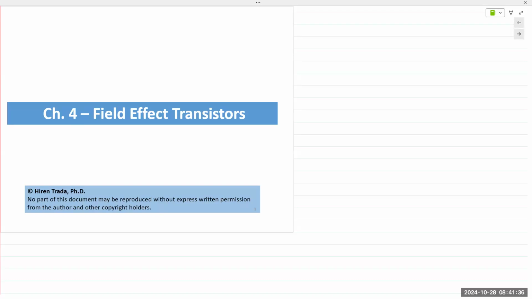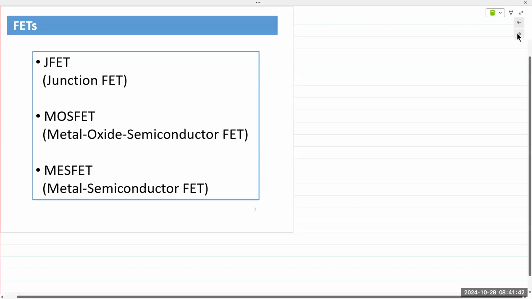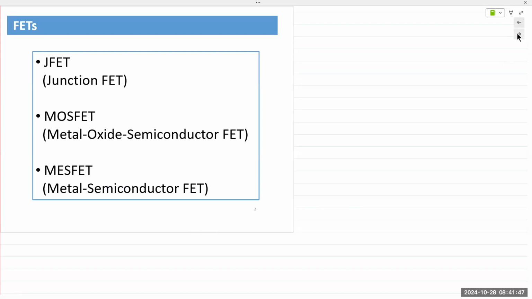Field effect transistors are so called because they rely on an external electric field, an external applied voltage. There are primarily three kinds of FETs: junction FETs, JFETs, MOSFETs, metal oxide semiconductor, and MESFETs, metal semiconductor. Each one of those is fabricated a little bit differently, and the operation of each of these devices is also different. But they primarily rely on an external electric field, hence the name field effect transistors.